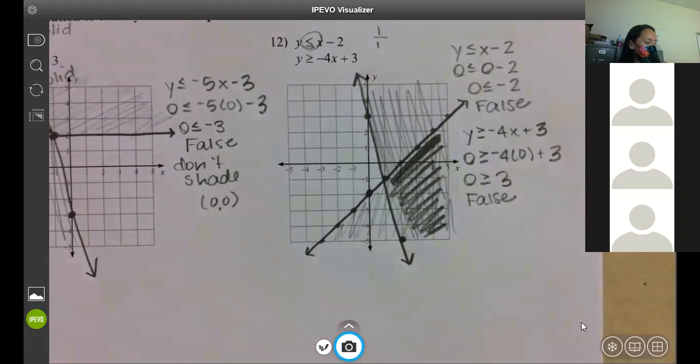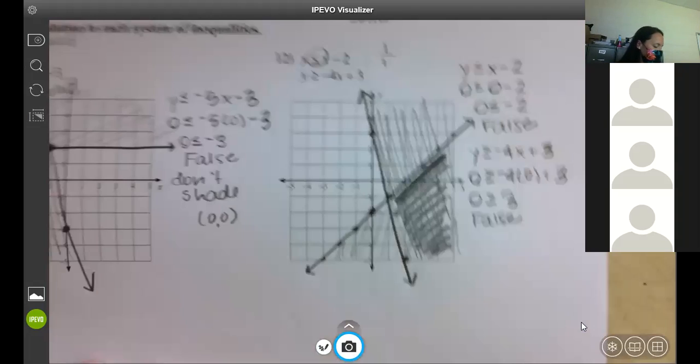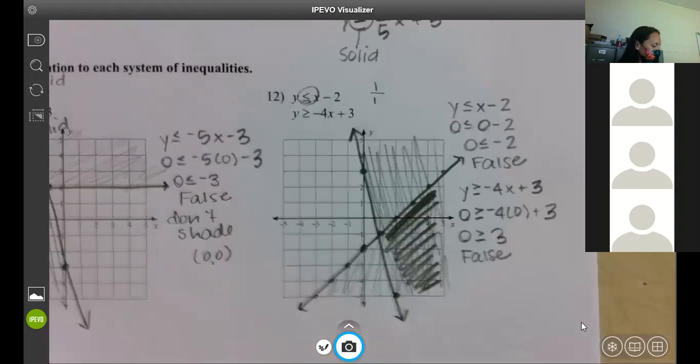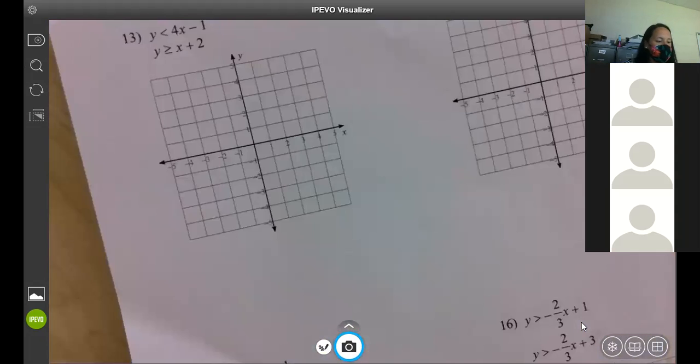All right. Any questions? We're going to do a couple more by hand, and then I'll show you Desmos. I definitely want to show you Desmos on 17 through 20, because those are the ones that are not y equals, so they'll be a little bit harder.